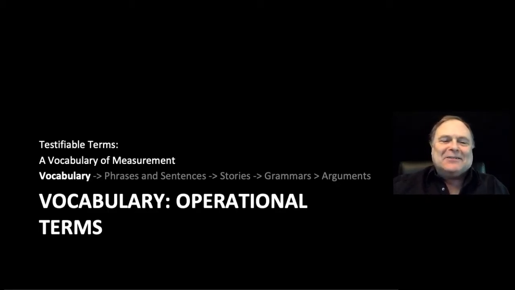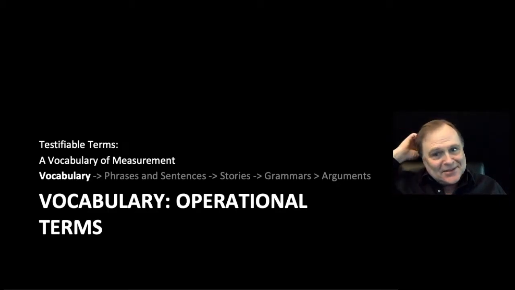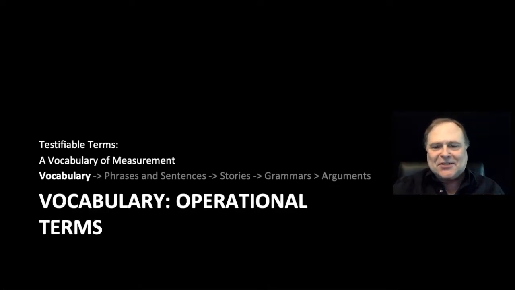Anyway, this is the next step in the method. The method consists, as it says on the screen here, of vocabulary, phrases, stories, grammars, and arguments. This is the first part after the introduction, and this covers operational terms. How do we create an operational vocabulary?